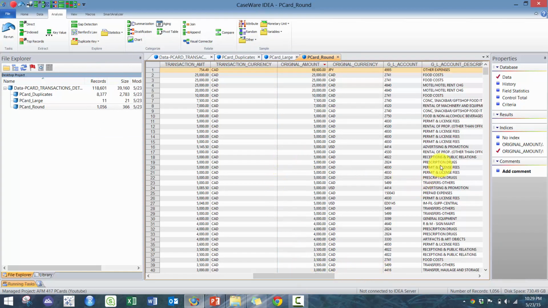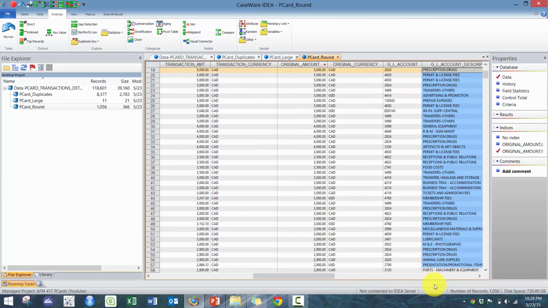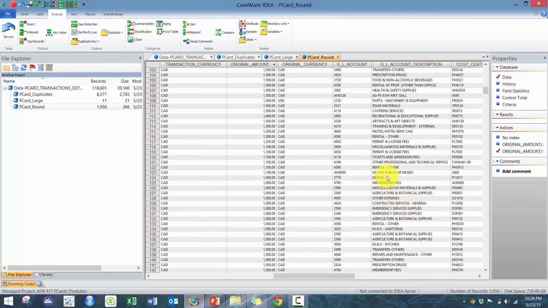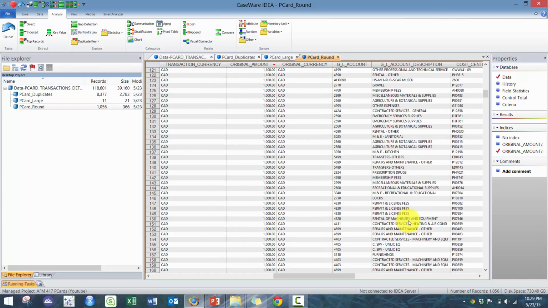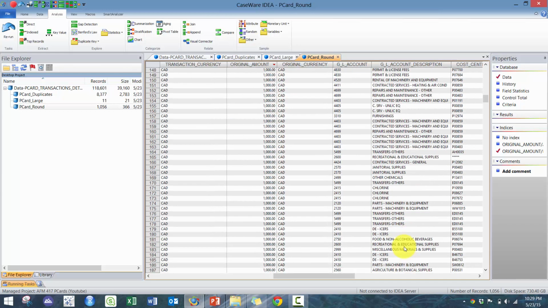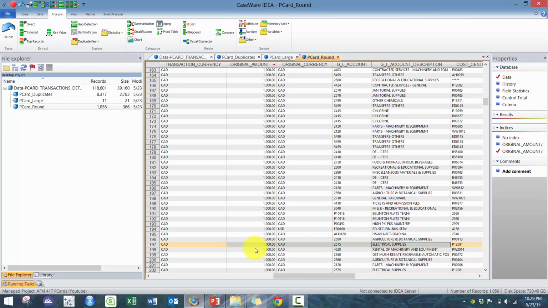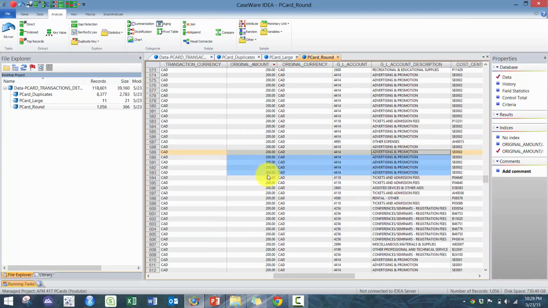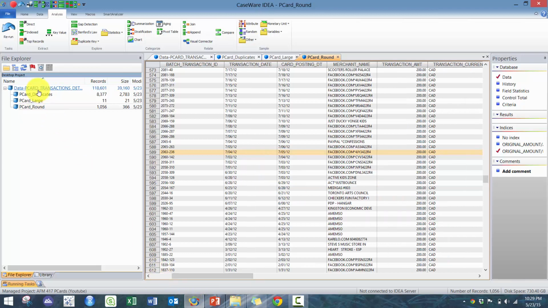Normally amounts are not round. Maybe some licensing fees we would get rid of or that kind of stuff. But there's definitely some interesting transactions here that are occurring, like electrical supplies, like exactly $1,000. Or advertising promotions, tickets and missions. You would then want to pull up the details for those ones.